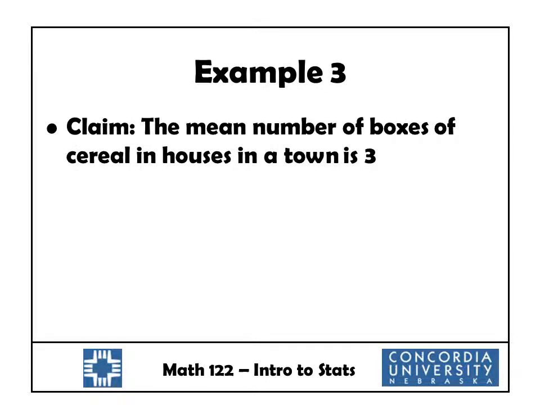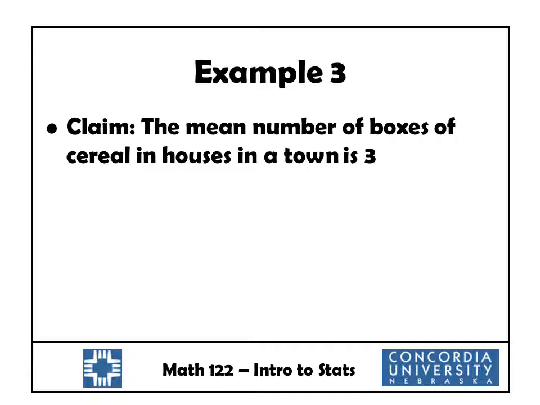Now in our last example, we're going to look at a case where we can apply the sign test to some data that we can't apply another type of test to. So here's our claim. The mean number of boxes of cereal in houses in a town is 3. Now this is the same claim that we looked at in the section 6-7 activity, and we used this to illustrate what happens when the requirements were not met.